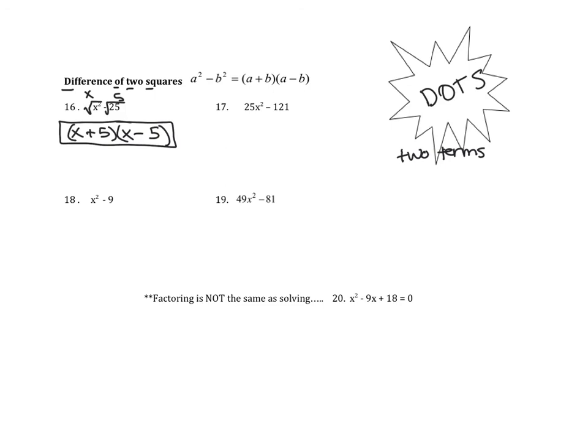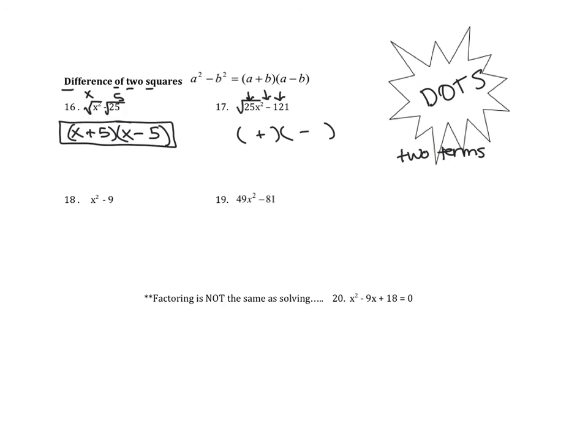Let's try that again with number 17. So 25x squared and 121 are perfect squares. You've got to check first. Just because there's two terms does not mean it's DOTS, does not mean it's difference of two squares. So this is a perfect square, 121 is a perfect square, and this is the difference of two perfect squares. So I know it factors into plus minus their square roots.